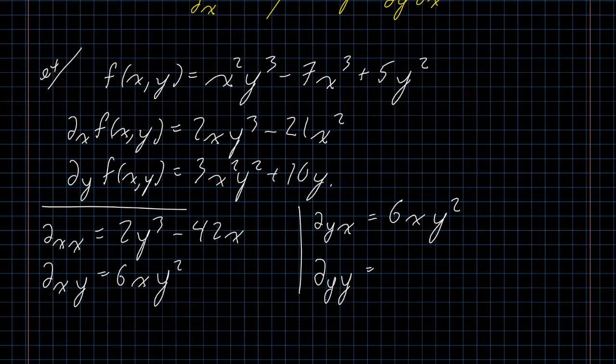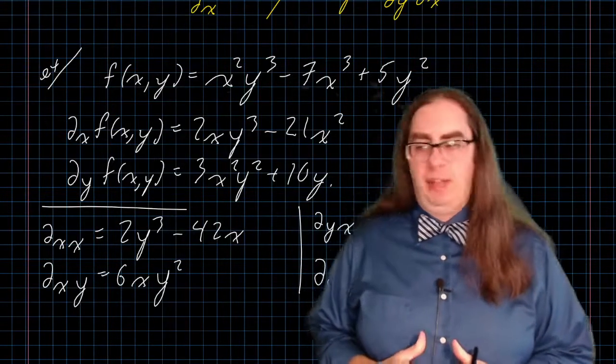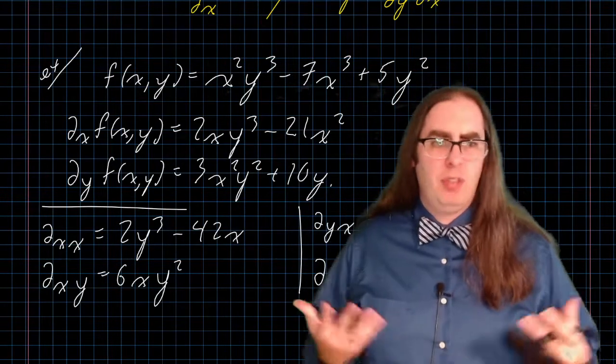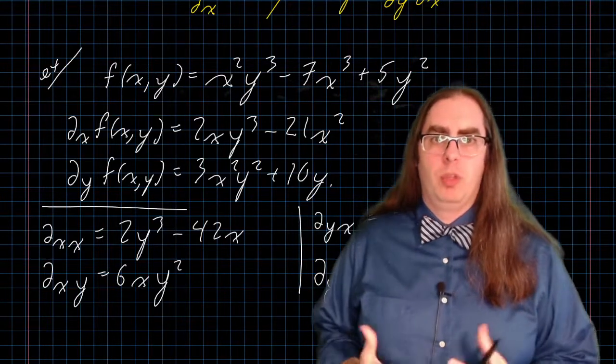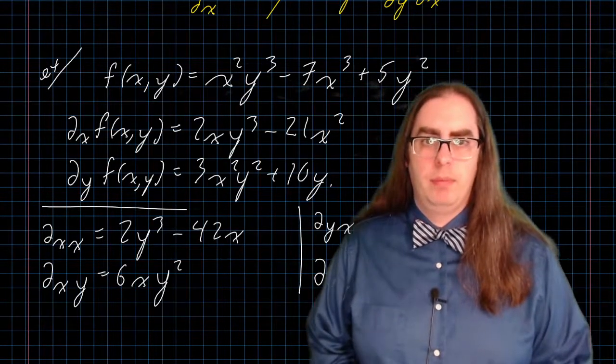Going back and differentiating that same thing with respect to y, the derivative of 3x squared y squared is going to be 6x squared y, and the derivative of 10y is going to be 10. All right. So once again, notation here can be a little bit of a mess, but the process, hopefully, is fairly straightforward. There's nothing all that crazy going on.